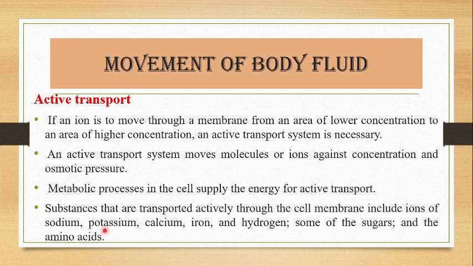Active transport is a process in which molecules move against the concentration and osmotic pressure. This takes place with the help of extra energy. This energy is produced by the cells through oxidation and metabolism of food products. For example, the sodium potassium pump needs extra energy, ATP, adenosine triphosphate. With this energy, potassium moves into the cells and sodium out of the cells. Likewise, some electrolytes like calcium, iron, hydrogen, and some sugars and amino acids are transported from one place to another. This is called active transport.